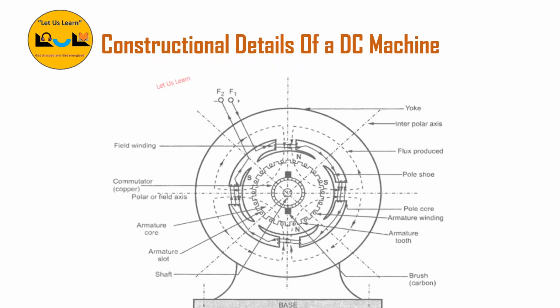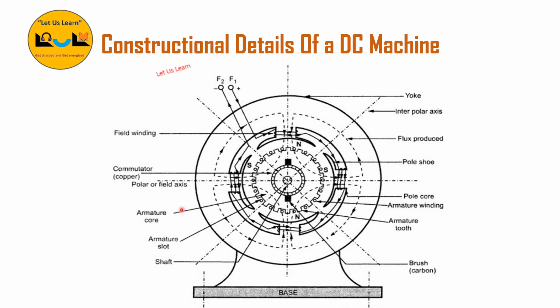So now in this we are going to see the cross-sectional view of a DC machine. See, the outer part is called the yoke, and here we are giving the input in the pole. This is called the pole core, and this is called the pole shoe. F1 and F2 are the field winding which is wound on the poles. Whenever we give input in the field winding, this pole acts as an electromagnet and it induces a magnetic flux. Due to this magnetic flux, this armature starts to rotate. That is the mechanism of the DC machine.